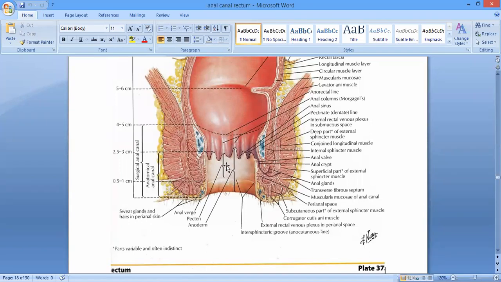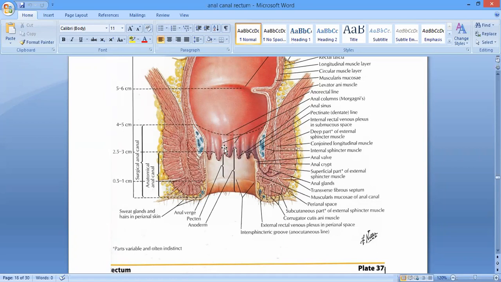Okay? The upper half, the epithelial lining, right? The mucosal lining is lined by the columnar epithelium, and here you can see it is represented by these 6 to 10 vertical folds all around the anal canal, right? There are a total of 6 to 10 vertical folds, and these are called the anal columns.